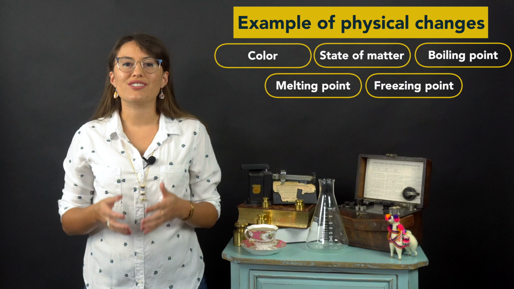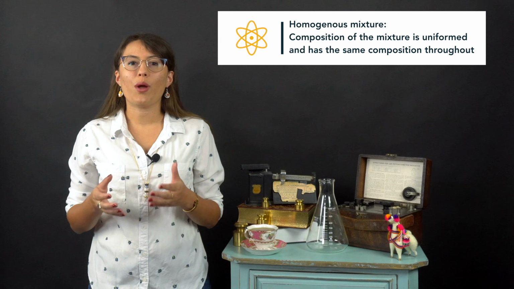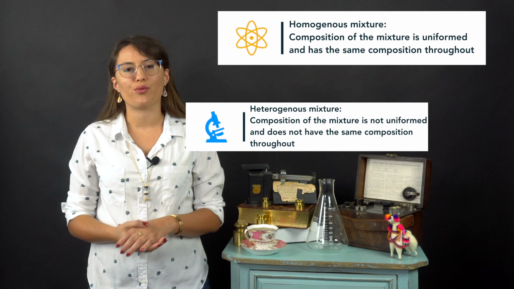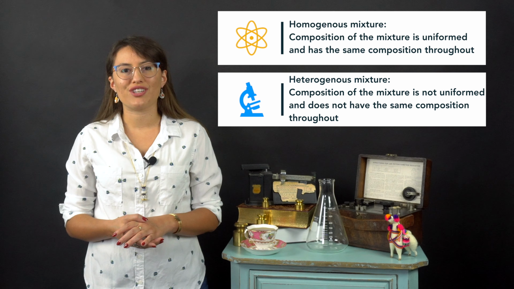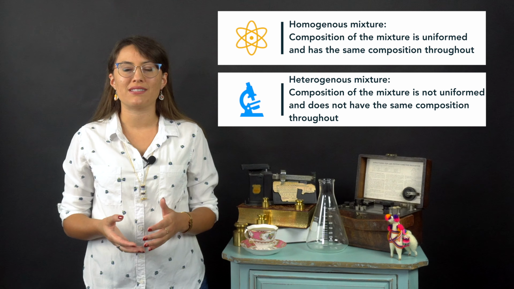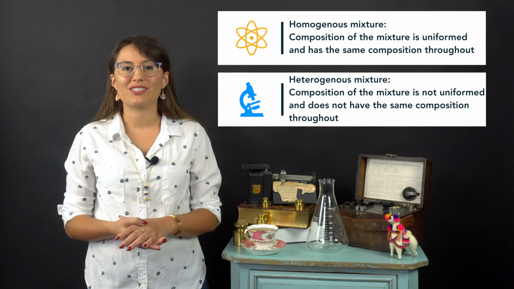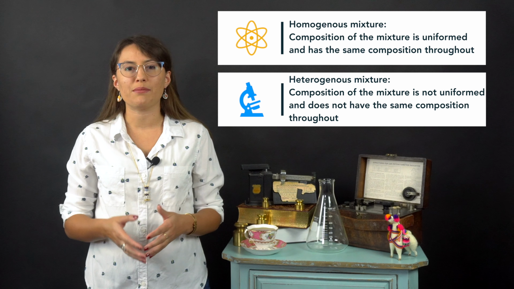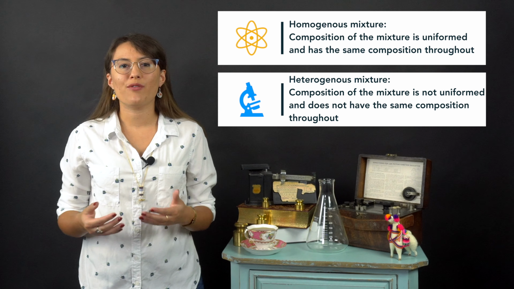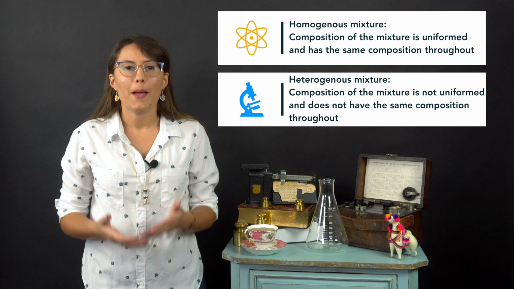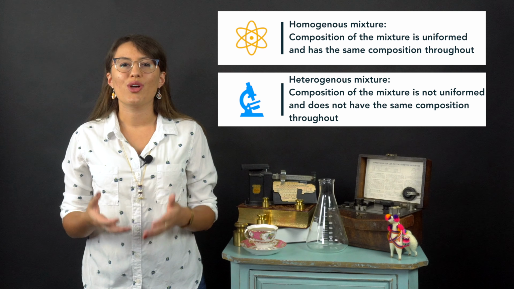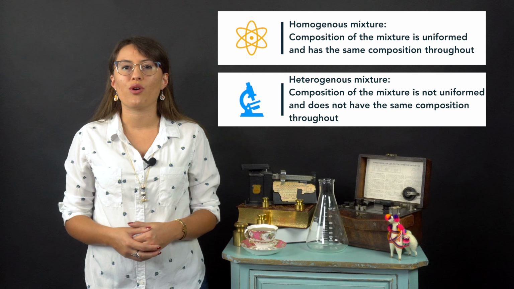Mixtures can be further classified into two categories, homogeneous and heterogeneous mixtures, where homogeneous means that the composition of the mixture is uniform and has the same composition throughout, whereas a heterogeneous mixture is not uniform and does not have the same composition throughout. An example of a homogeneous mixture is salt water because we cannot distinguish the difference between the two substances from one another. An example of a heterogeneous mixture is Lucky Charms because you can physically see the different substances and it does not have the same composition throughout, because you have varying ratios between the whole grain cereal to marshmallows.